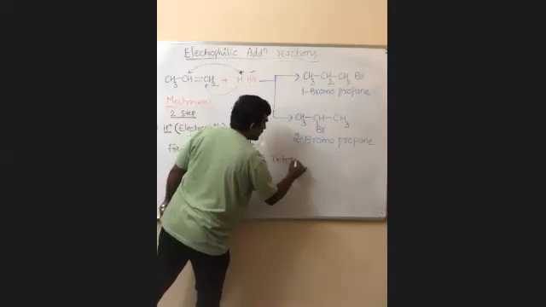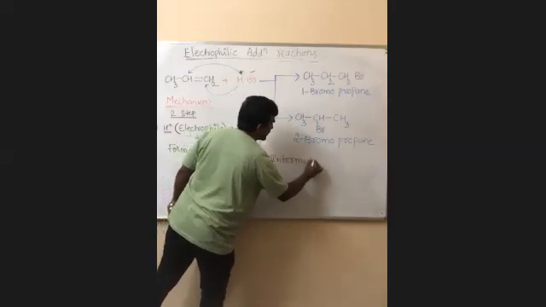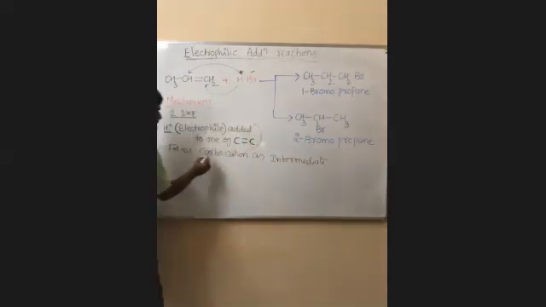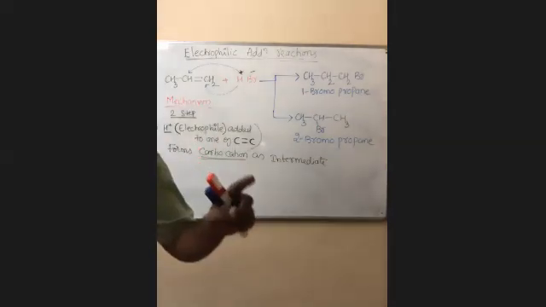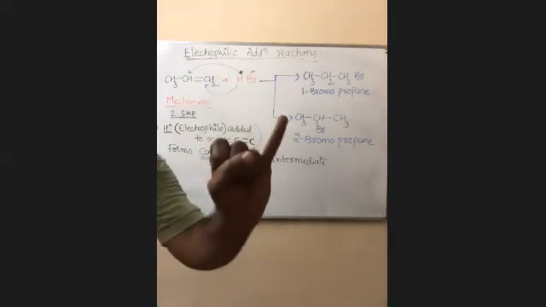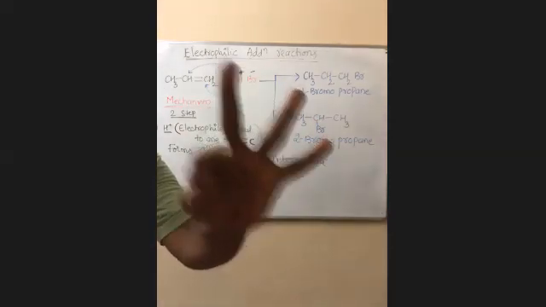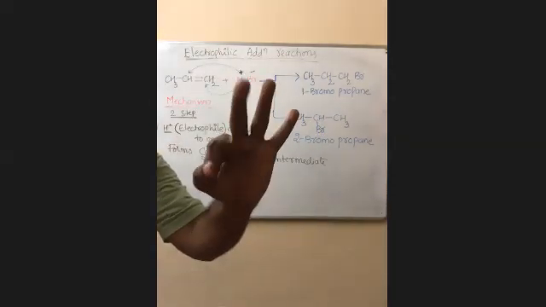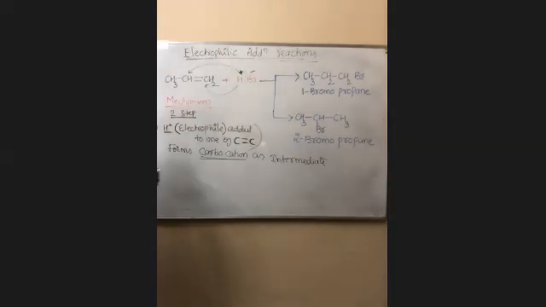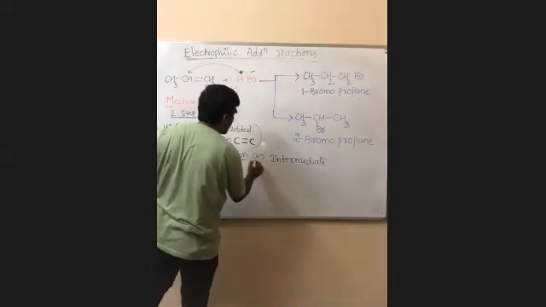Carbocation is the intermediate. Is it clear to you? So in the first step, what is the intermediate reaction? Intermediate is carbocation. So already I told you, whenever carbocation is there, you have to remember always: hydrogen shift, methyl shift, ring expansion. Is it clear to you? So carbocation is the intermediate.